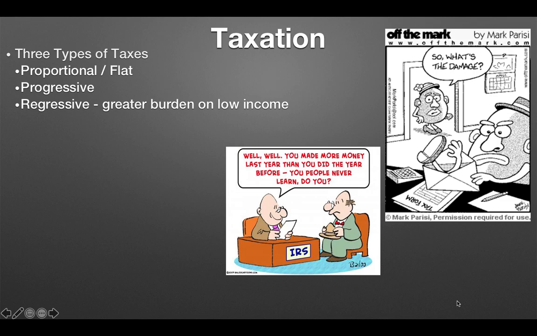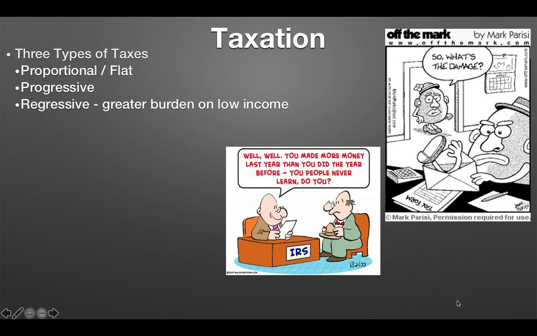Because when you get to the progressive tax, that means that the lower class is paying only maybe 10% and the upper class is paying 40%. But are they really paying 40% because of all the deductions and all the different loopholes that they get away with? Oftentimes, the rich end up paying nothing in taxes.